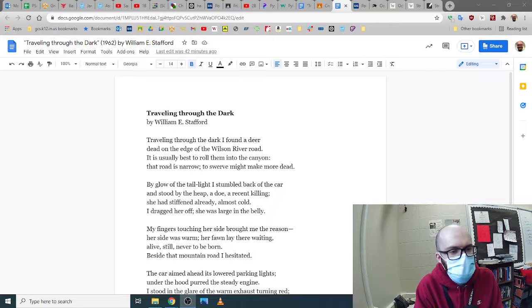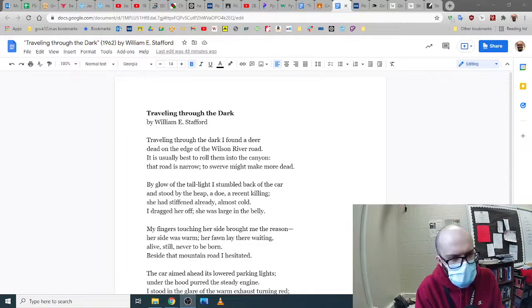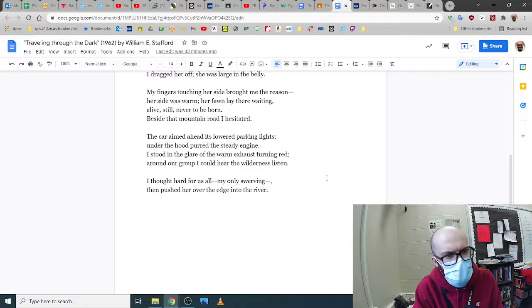Traveling through the dark, I found a deer dead on the edge of the Wilson River Road. It is usually best to roll them into the canyon. That road is narrow. To swerve might make more dead. By glow of the taillight, I stumbled back of the car and stood by the heap. A doe, a recent killing. She had stiffened already, almost cold. I dragged her off. She was large in the belly. My fingers touching her side brought me the reason. Her side was warm. Her fawn lay there waiting, alive, still, never to be born.